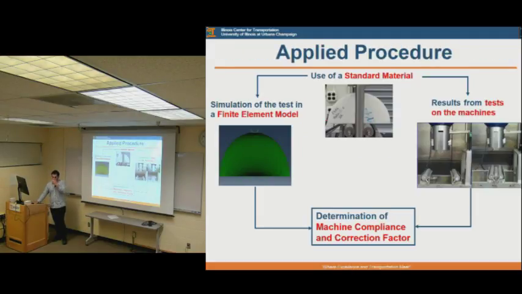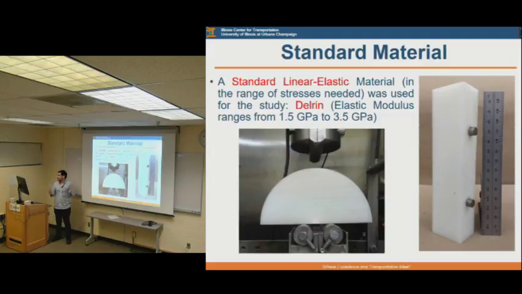So what we did is we used a standard material, which I will tell you what it is. We conducted a finite element model. We conducted the tests on that standard material, and then we determined the machine compliance. I'll go step by step through these. First, the standard material that we test is called Delrin. That has an elastic modulus between 1.5 and 3.5 gigapascals.